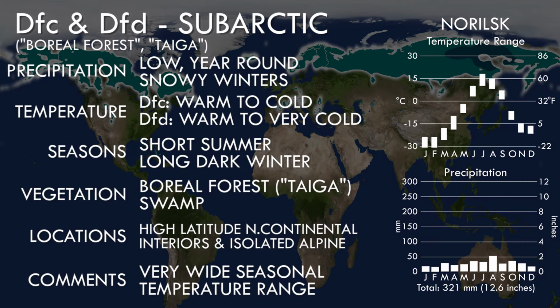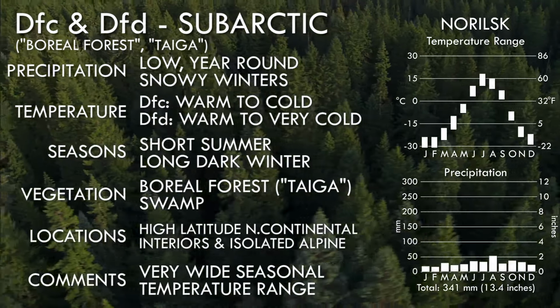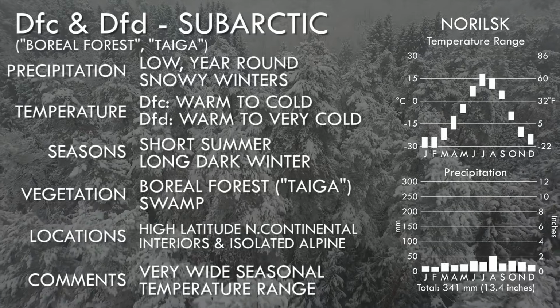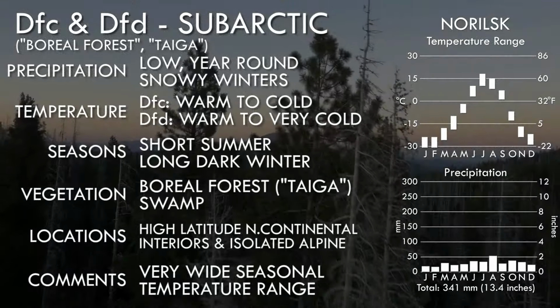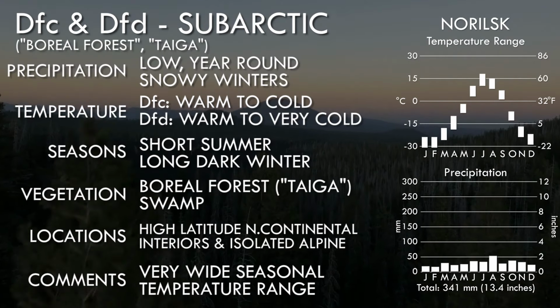DFC and DFD, the first of the 6 subarctic climates. These areas lie to the north of and are similar to the continental climates, except winters are much colder. These two zones have rain or snow year-round. Like all the subarctic zones, the vegetation is dominated by coniferous forest, known by the Russian word taiga, and farming is almost non-existent.